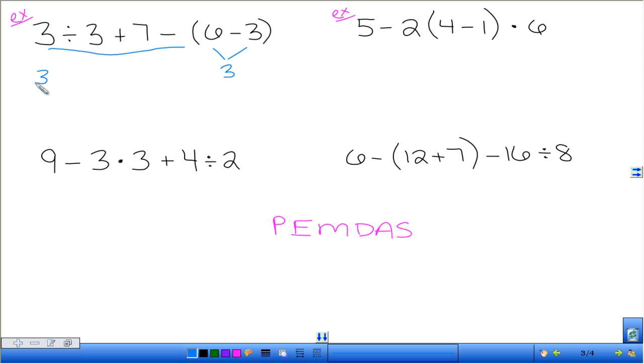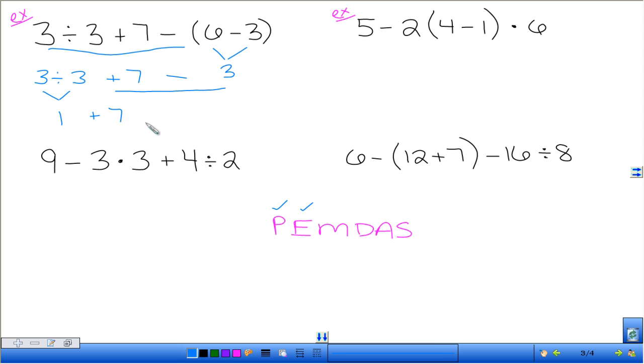So we still have 3 divided by 3, we still have plus 7, and we still have a minus out here. So I'm done with parentheses. Do I have any exponents? No. Do I have any multiplication or division? Yes. So I need to go from the left to the right. All I have here is 3 divided by 3, which is what? 1.